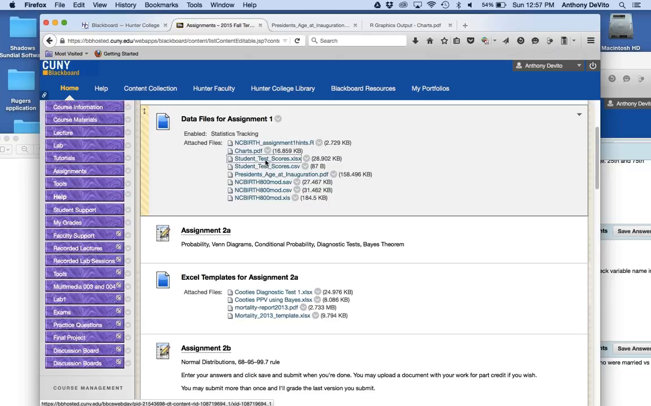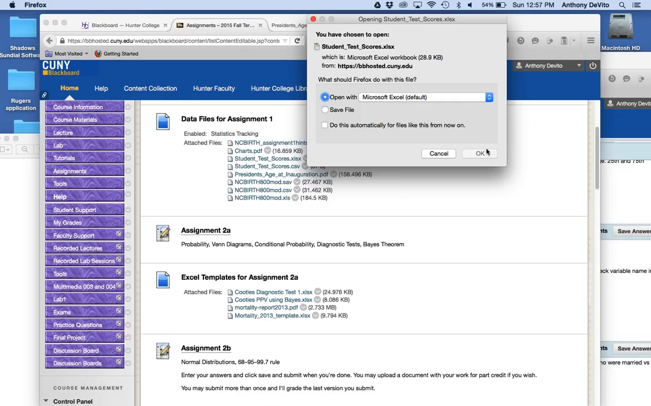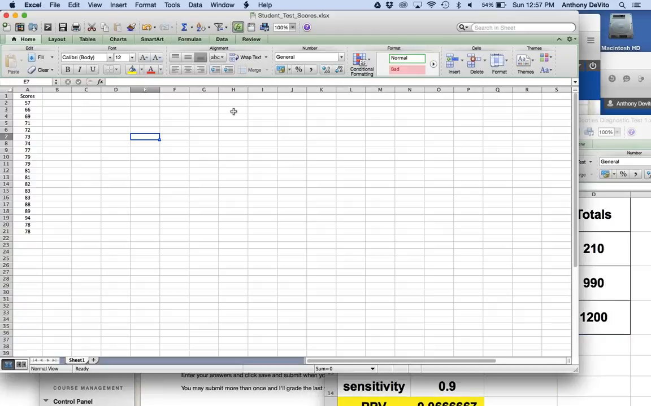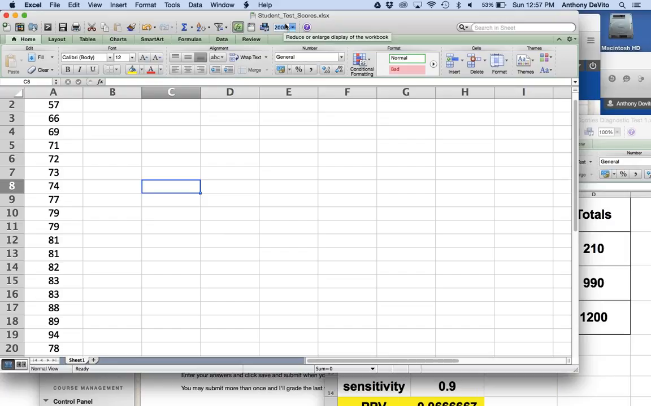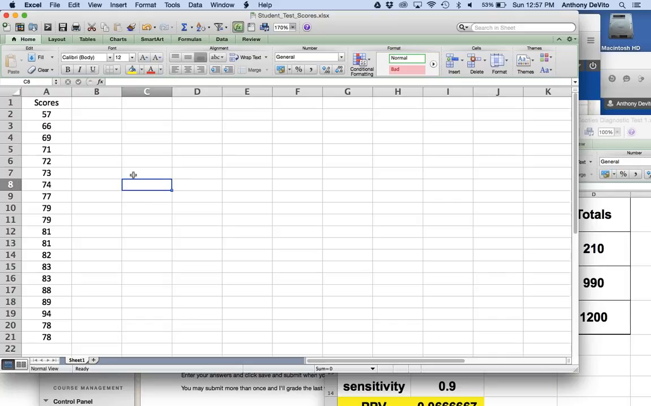Okay, let's see. Student test scores. And here are our student test scores. So what am I going to do with these student test scores? Well, I'm going to try and analyze all these different variables. I want to get them all in the window here at the same time, so I'm going to make this a little bit smaller.